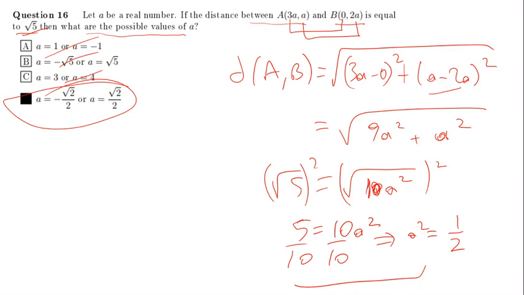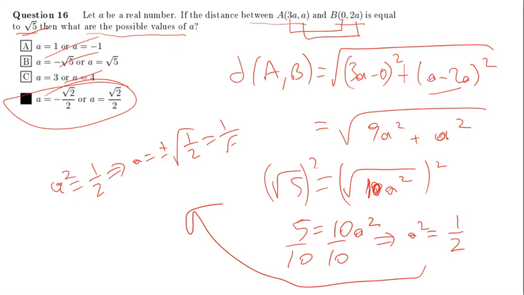So A is equal to plus minus square root of 1 over 2, which is 1 over square root 2. And if you rationalize it, you multiply by square root 2 over square root 2, then you get square root 2 over 2, plus minus. So this will give you the answer.